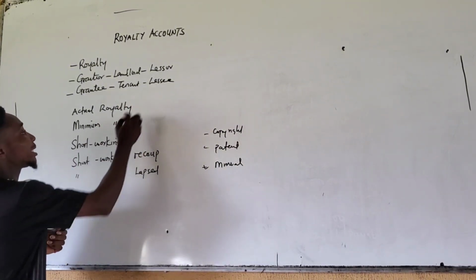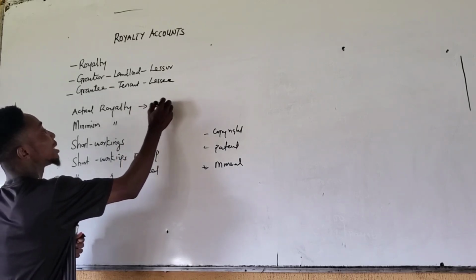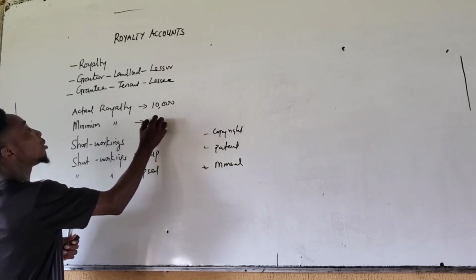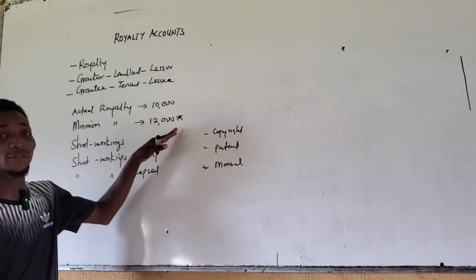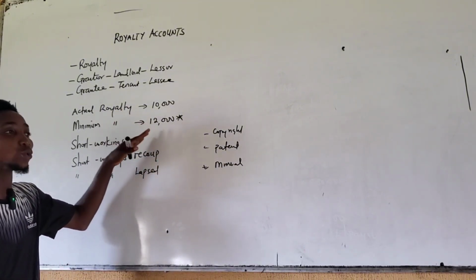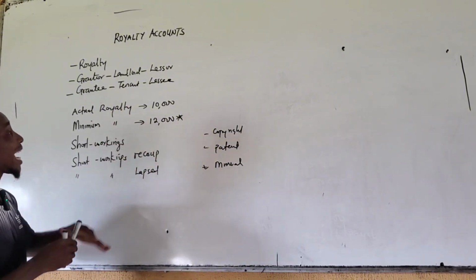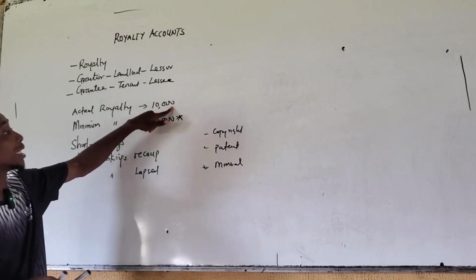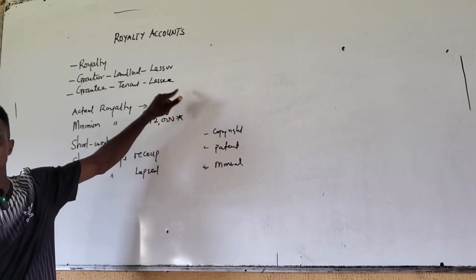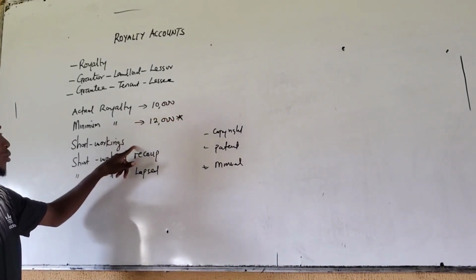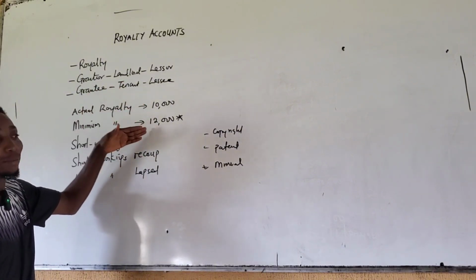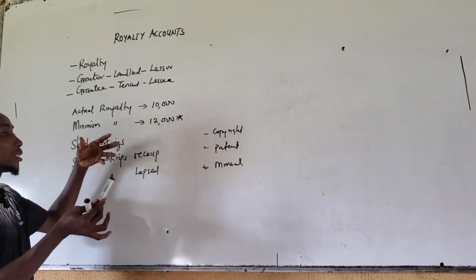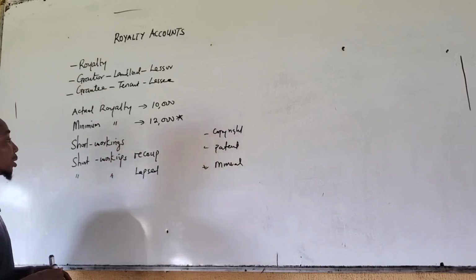In a given year, let's say actual royalty amounted to 10,000 naira and the minimum royalty is pegged at 12,000. No matter what, in any given year, the royalty should not be less than 12,000. Let's assume the tenant made 10,000. There is a short workings of 2,000. So when actual royalty is less than minimum royalty, that difference is called the short workings.